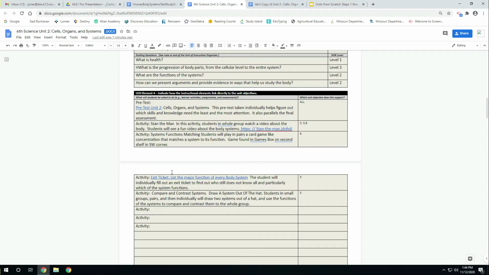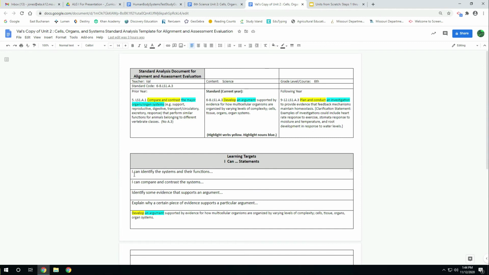And then maybe I have an exit ticket. Maybe I need to find out, we've done these things, now do they still know how to do it? So we have a little exit. This is like a little formative to make sure they're okay. And from that pretest, I may or may not need these 3 activities, but there they are in case I do. So that takes care of, I can identify systems and their functions.